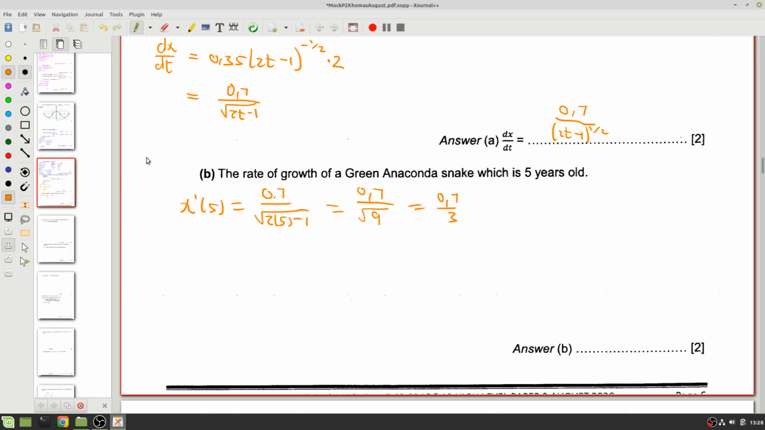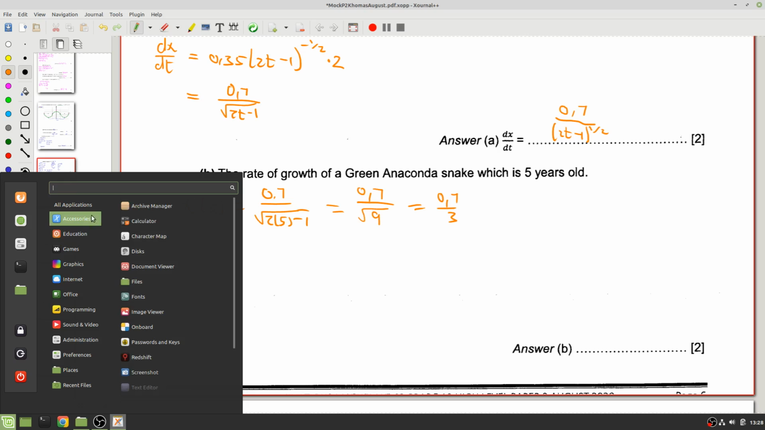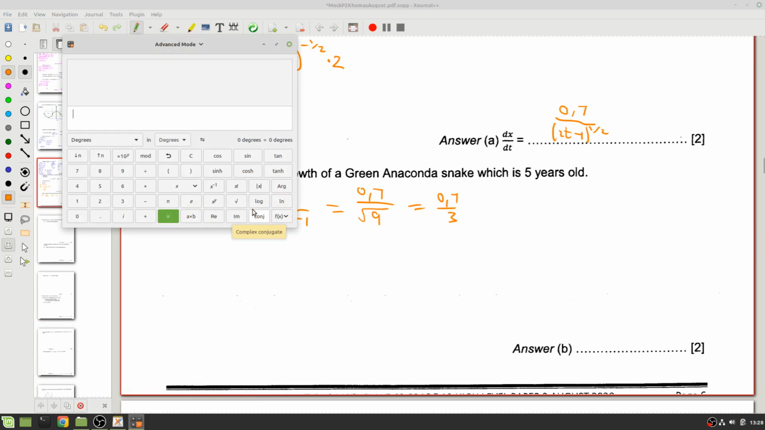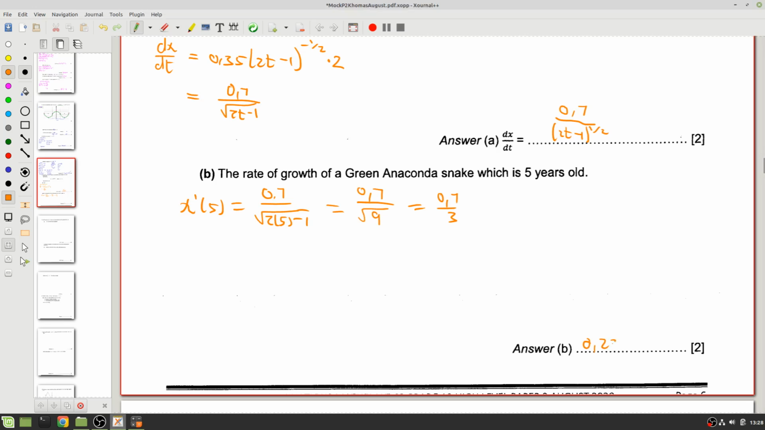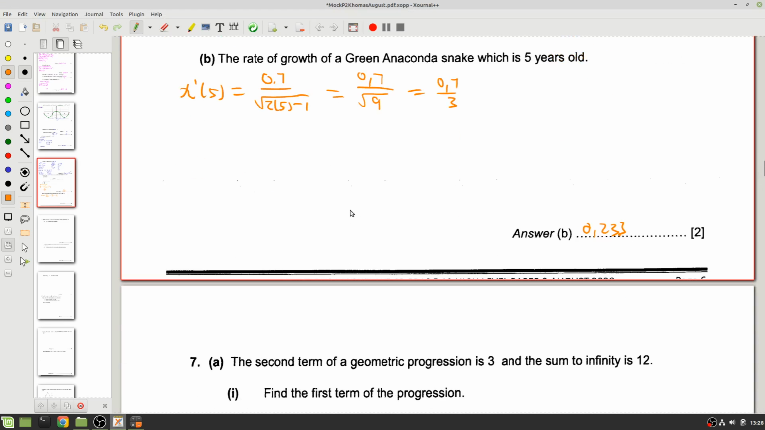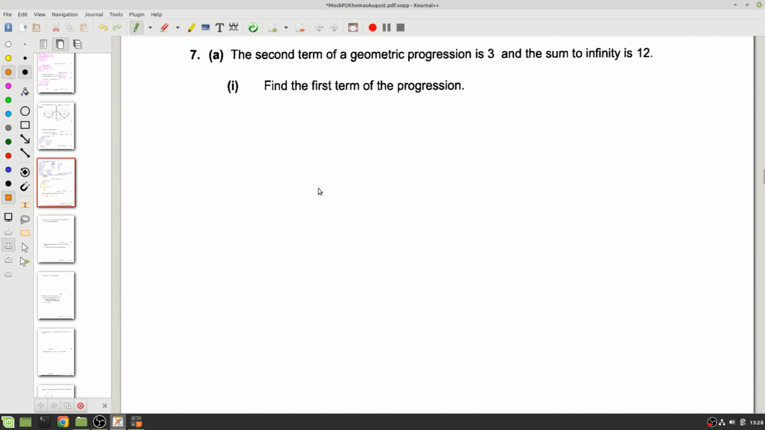Okay, and as we saw in the instructions, we have to round off to 3 significant figures. So let's just check on our calculator. Let me open a calculator here and see what that gives us. The 0.7 divided by 3 is 0.23 recurring. So round that off to 3 significant figures. That would be at this part, so it's 0.233. All right.